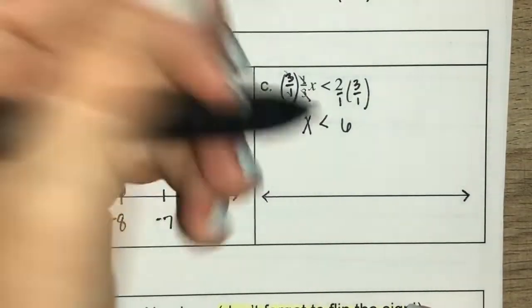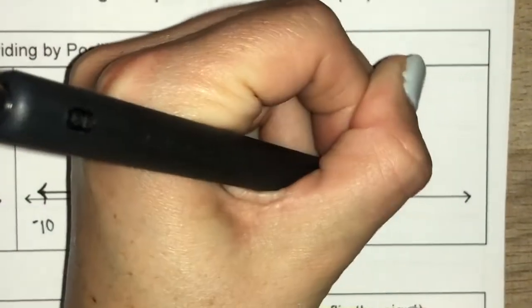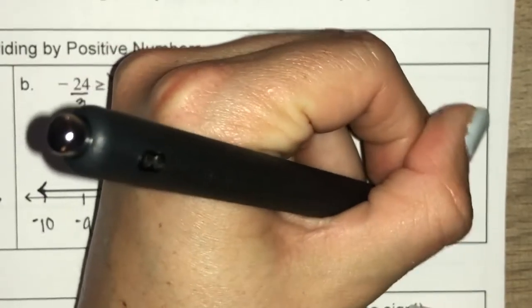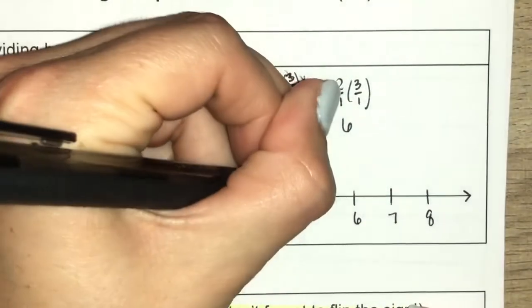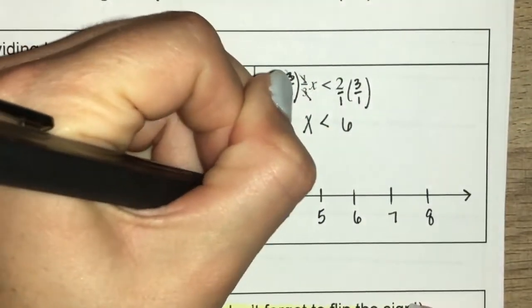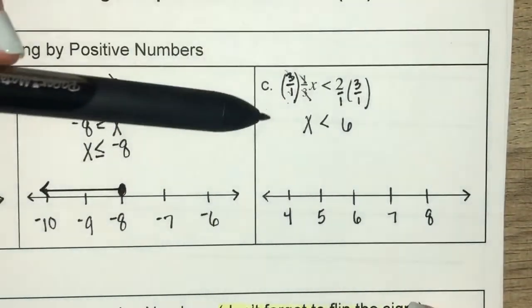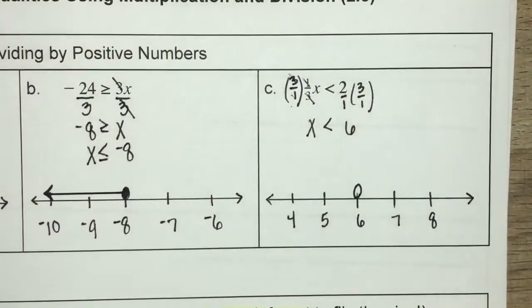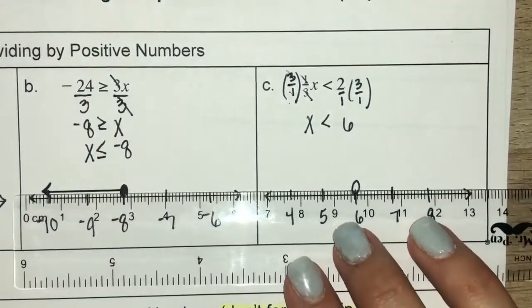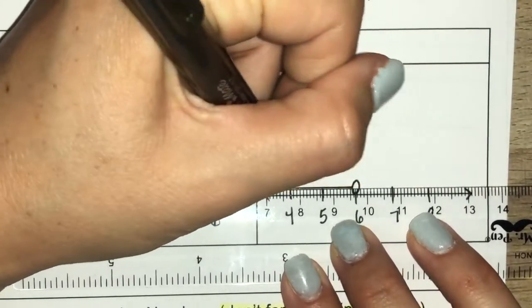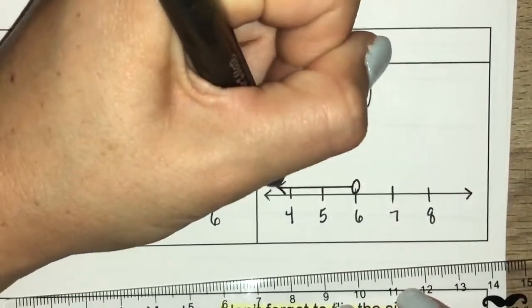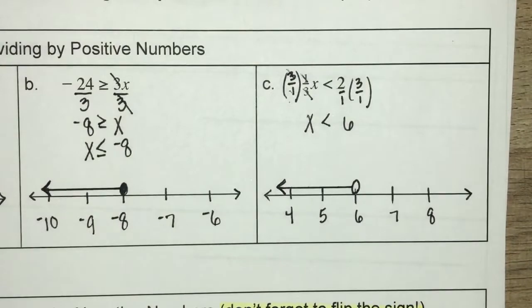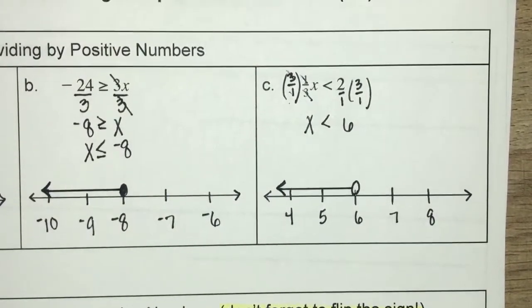So 6 will go in the middle of our number line, up to 7, 8, and then down to 5, 4. So x is less than 6, we need an open circle on 6. And if x is less than 6, our arrow should be pointing to the left because all the numbers that are less than 6 are on the left side of it. So 5, 4, 3, all the way down to 0 and to the negative numbers.